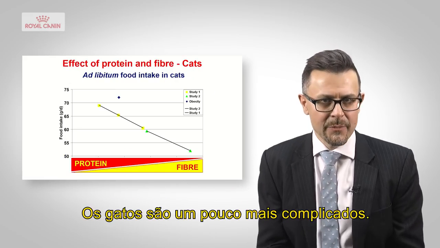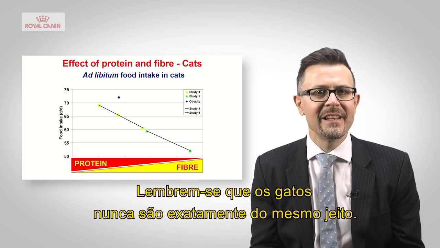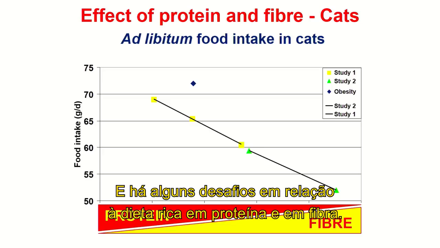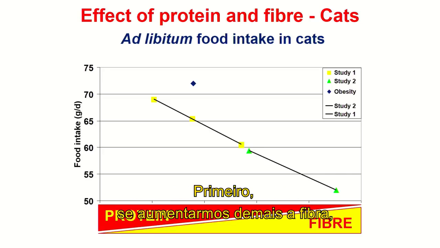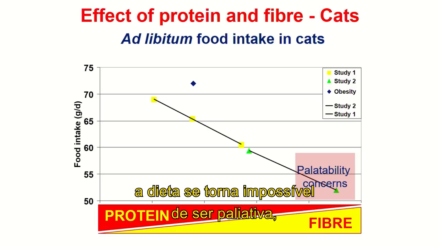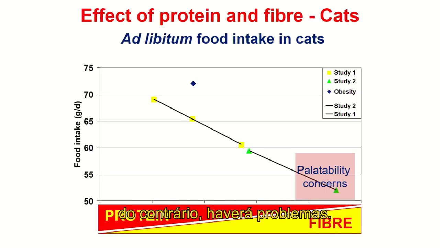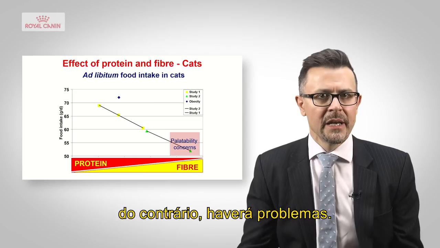Cats are slightly more complicated. Remember, cats are never quite the same. And there are some challenges with going high protein and high fiber. Firstly, if we increase fiber too much, the diet becomes unpalatable. And of course, we want to ensure that they will eat the food, because otherwise there could be problems.